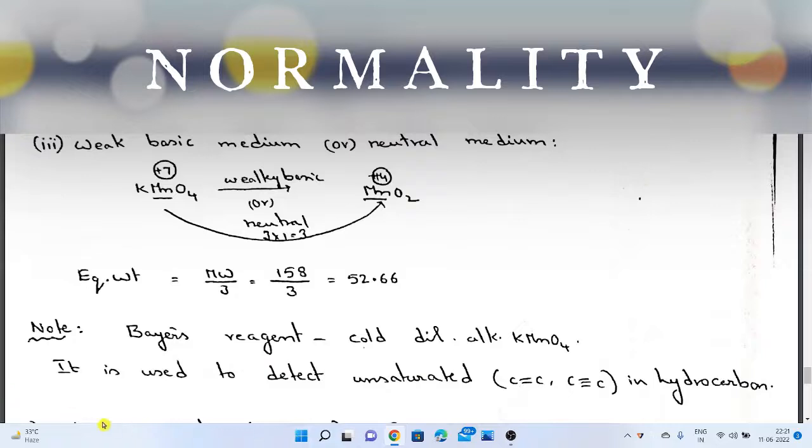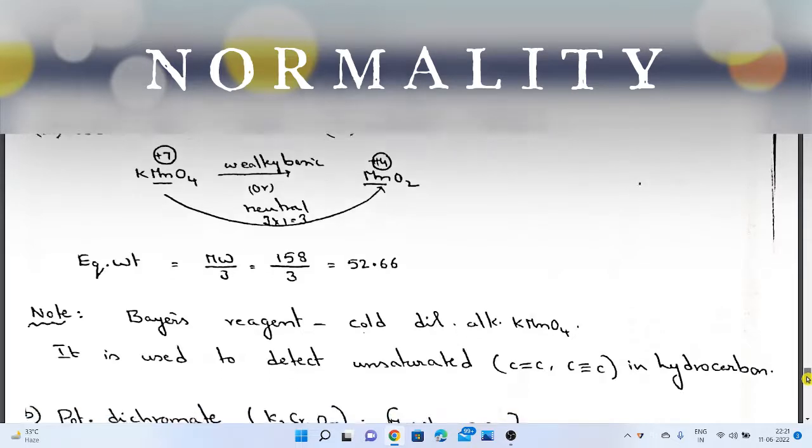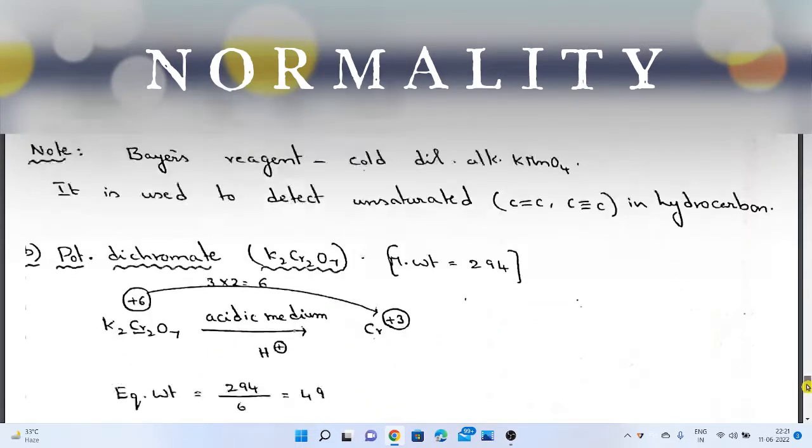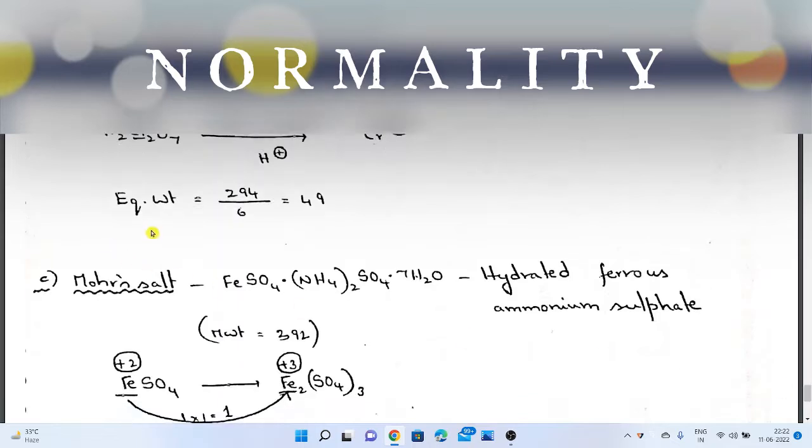Plus 4. So potassium permanganate has different electron transfer in different conditions, and Baeyer's reagent is a cold, dilute, alcoholic KMnO4. It is used to detect unsaturated carbons in hydrocarbons. And for potassium dichromate K2Cr2O7 in acid medium, the number of electrons transferred is 6. So equivalent weight is equal to 294 by 6, that equals 49.